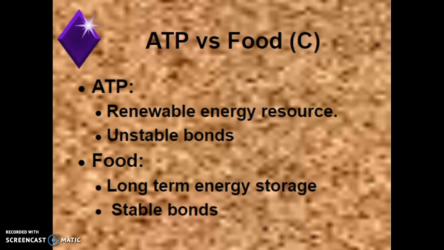Okay, so we need to be real careful, especially when we are answering free response questions relating to photosynthesis, about the word food. ATP is going to be a renewable energy source. It's got those unstable phosphate groups, and those bonds are going to break and reform, break and reform, and it essentially works like a battery in our bodies. Food is different. Food is going to be long-term energy storage. They're going to be stable bonds.